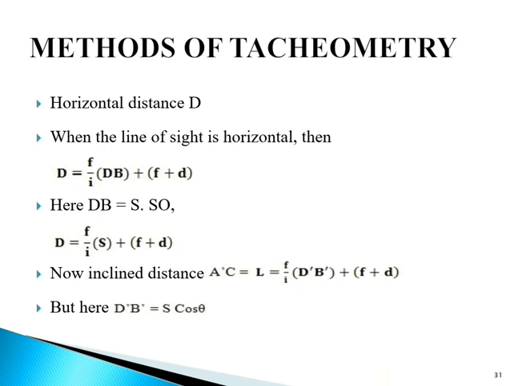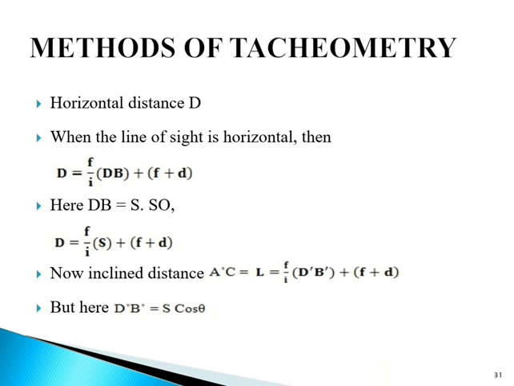So horizontal distance, say capital D, when the line of sight is horizontal, then D is equal to F upon I into (DB) plus (F plus D). So here DB is equal to S, so the equation will be D is equal to F upon I into S plus (F plus D). Now if we talk about inclined distance, A'C is equal to capital L. So further it will be simplified into F upon I into (D'B') plus (F plus D).